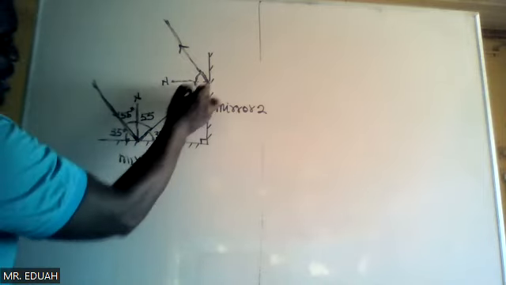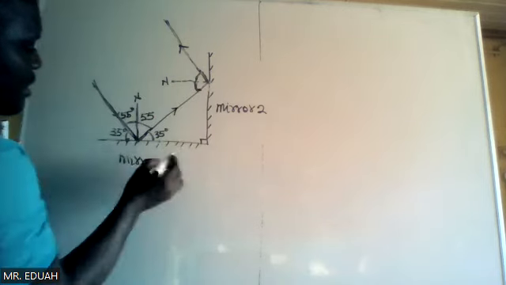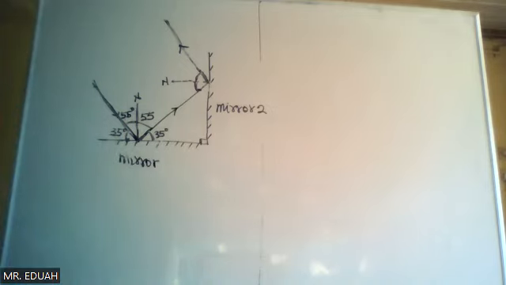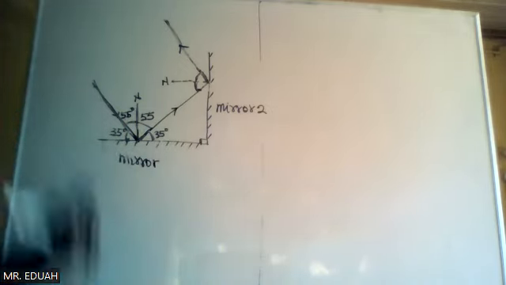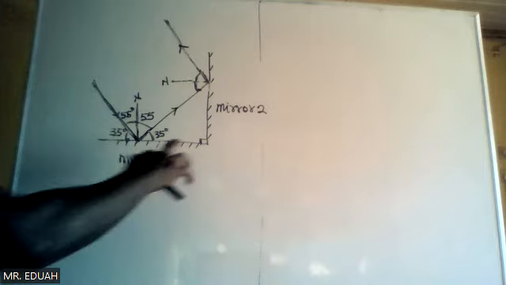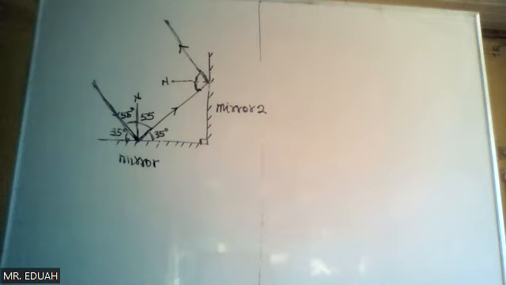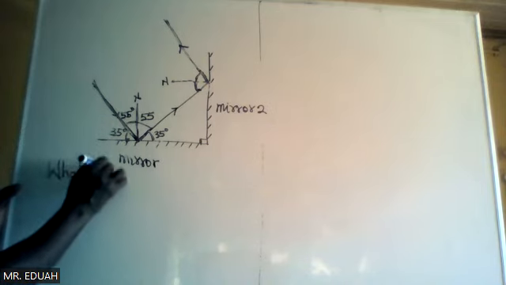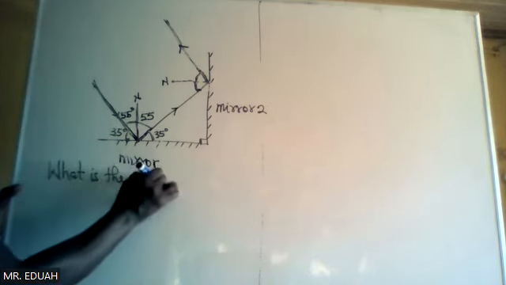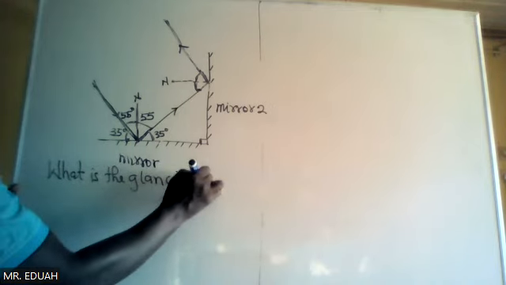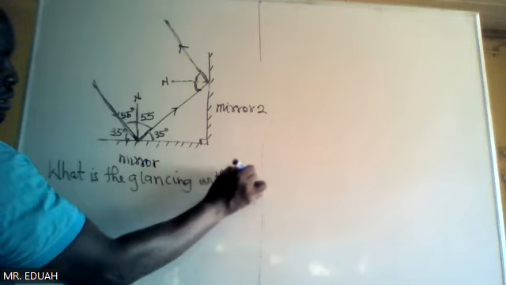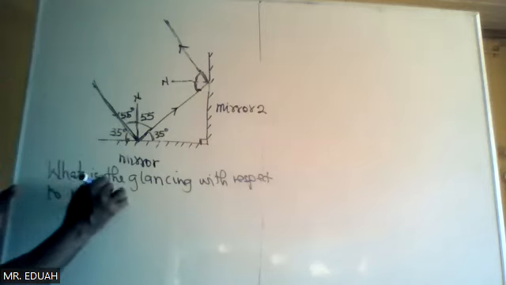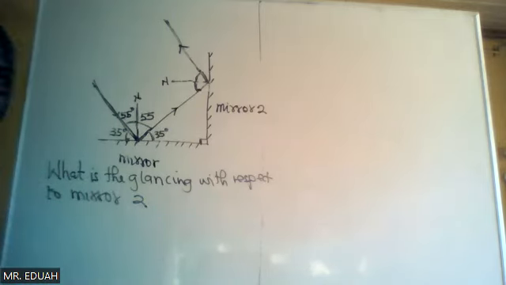Now we have a right angle triangle. We know this angle, and so we can easily determine this angle. What will be the glancing angle to mirror 2? What is the glancing angle with respect to mirror 2? 35 degrees. Mirror 2, is that 35? Yes, please. Yes.